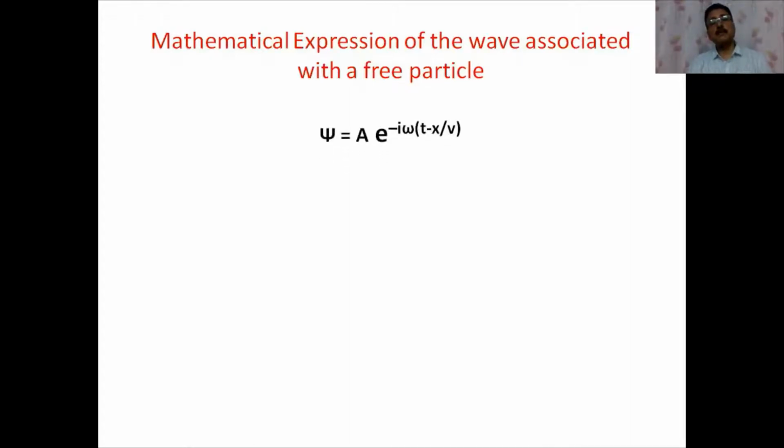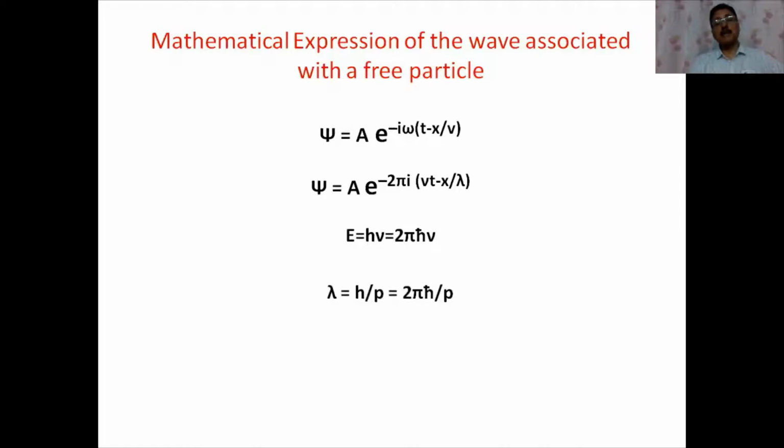Now, this is the expression of a plane progressive wave, in exponential form, the same as the sine or cosine function. So, psi is equal to a e to the power of minus i omega (t minus x by v). On slight modification, this will give you psi is equal to a e to the power of minus 2 pi i (nu t minus x by lambda). Omega is equal to 2 pi nu. Then we have E is equal to h nu, and this can be written as 2 pi h cross into nu. H cross is the same as h by 2 pi, the reduced Planck's constant, which we call h cross. Then lambda is equal to h by p. Again we can write this as 2 pi h cross by p.